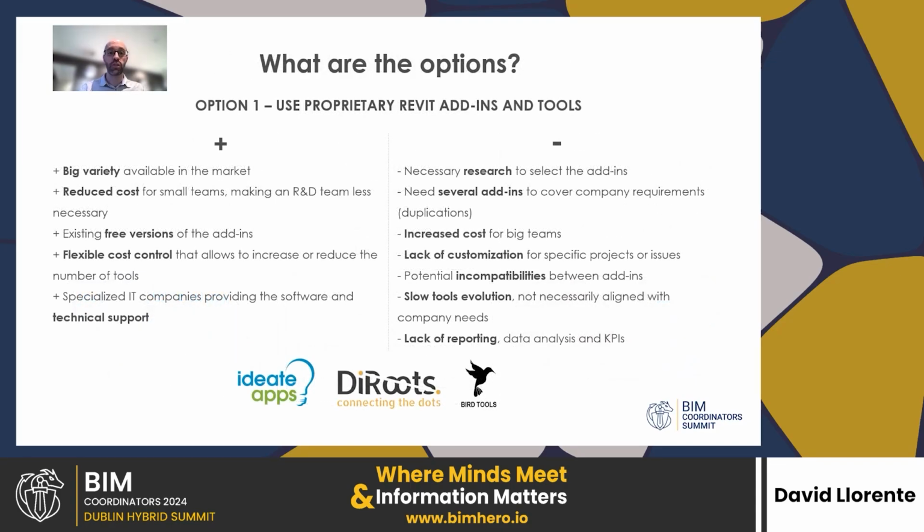So what are the options that companies have? Basically, we can say that they have two main options. The first one is to purchase proprietary add-ins available in the market, and the second one is to create a research and development team and create their own tools. Both of them have positive and negative points.